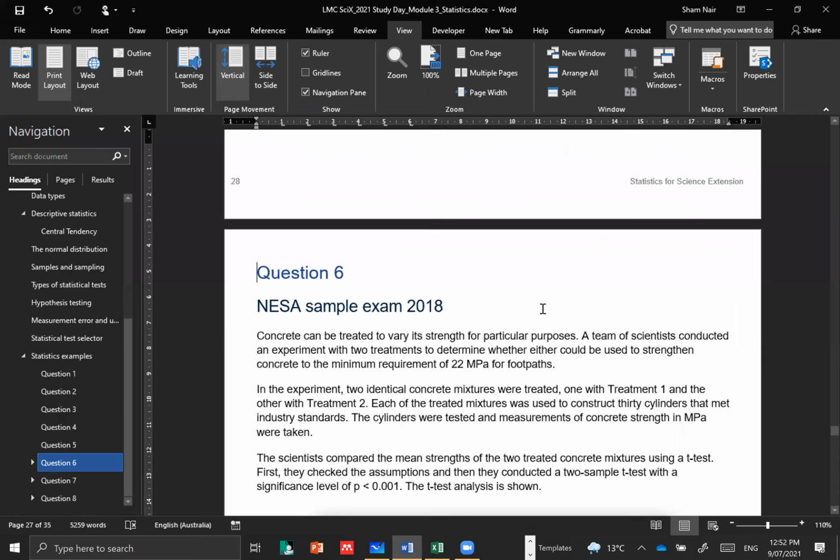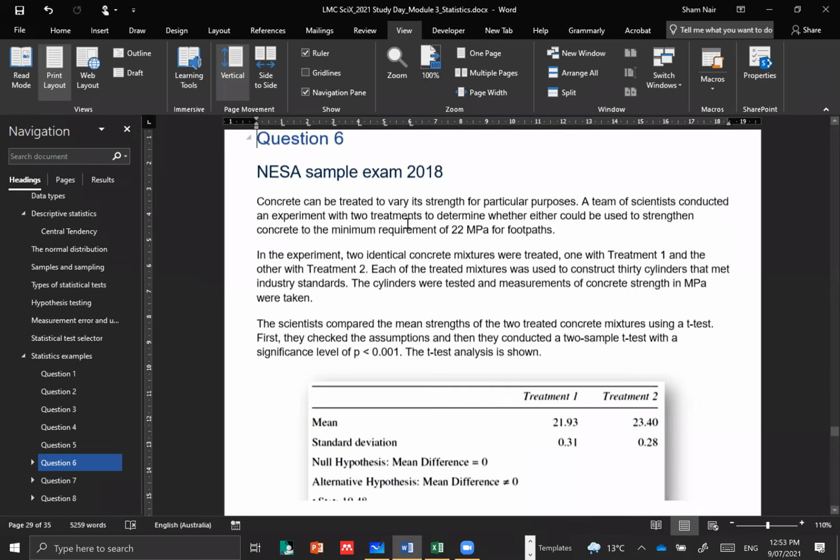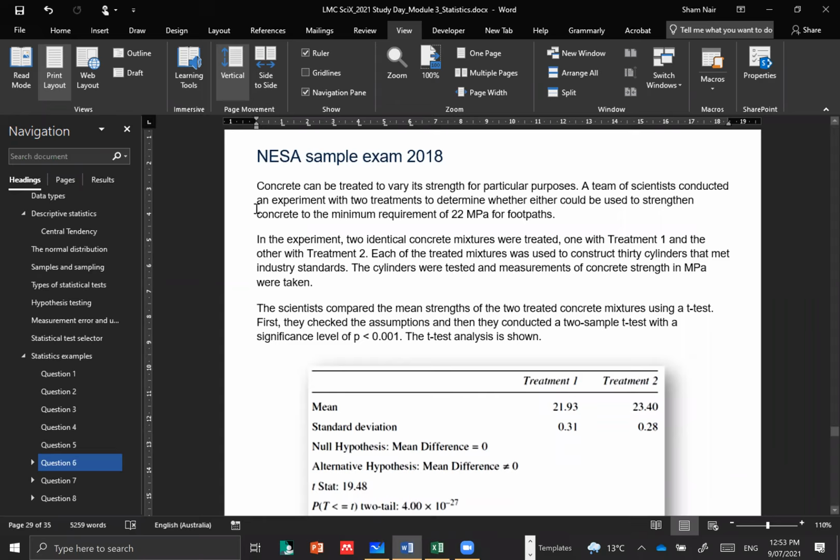Questions 6 to 8 are all from past exams or the NESA sample exam. I want to spend no more than 5 minutes on this particular question, because it highlights the depth of reasoning that's expected. This was the NESA sample exam, which was released in 2018. The question goes something like this. I'll give you 30 seconds to read the top part here.